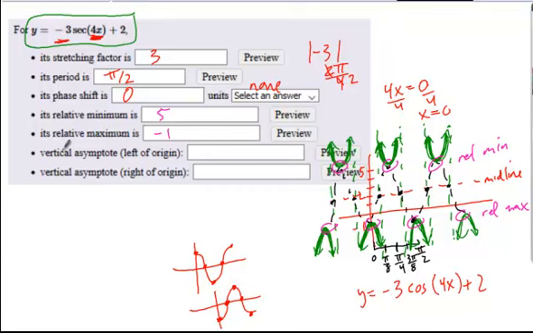Finally, the last piece is these vertical asymptotes. I see the vertical asymptote to the right of my origin is right here at pi/8. So x equals pi/8 is the vertical asymptote to the right of the origin, and the one to the left of the origin I can see is right here, and that one is the same distance from 0 but toward the left, so that one is -pi/8. And so those would be the answers I'm looking for in this problem.